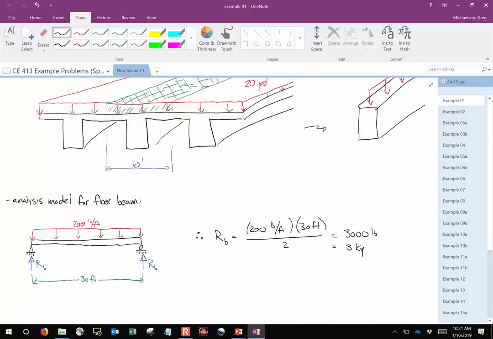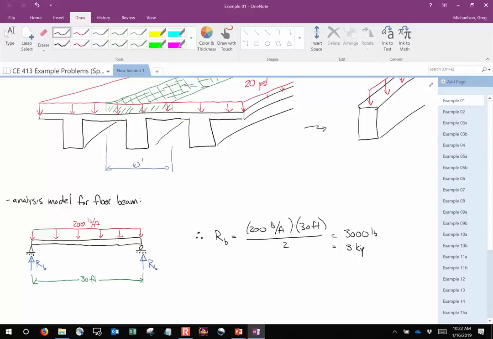Yes? That's a great question. That's an excellent question. The question was, how did I know if it was going to be a pin or a roller? In beam land, when you're analyzing beams, really we only care about two types of support conditions: simple supports or fixed supports. Okay? Simple supports are either hinges or rollers, and fixed supports are ones where it's rigid, where it resists moment.